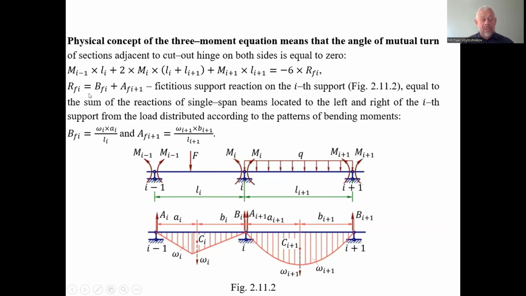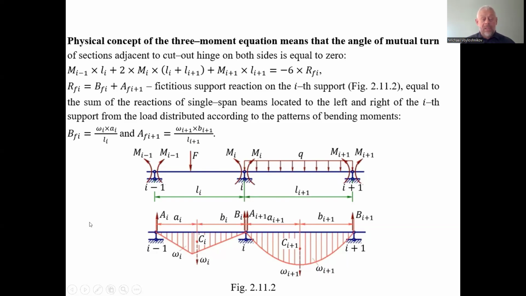The total reaction is the fictitious support reaction on the support number i, equal to the sum of reactions of single span beams located to the left and to the right of the i-th support from load distributed according to the patterns of the bending moment. So we consider only the action of the external load on the definite span separated by the hinge, assumed to make a statically definable system of the assigned statically indefinable one.